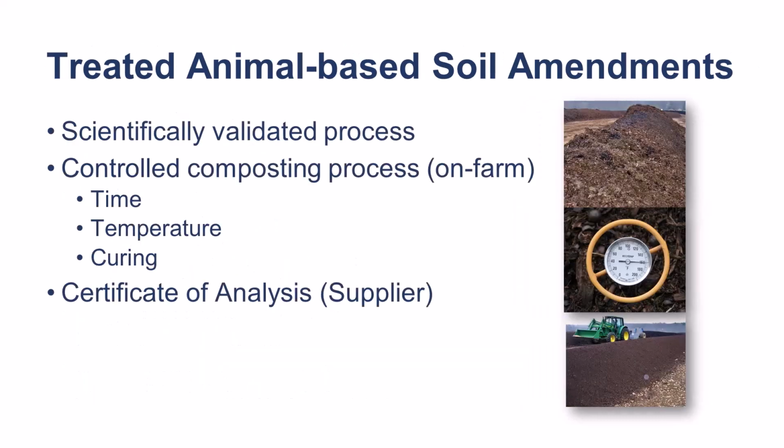Treated animal-based soil amendments are those materials that have undergone a controlled process, generally composting, that follows a scientifically validated process that follows a designated time at a specific temperature followed by a curing stage. If treated amendments are purchased, it is important that you are aware of the ingredients and that you have documentation of how the materials were treated and a proper certificate of analysis is provided.